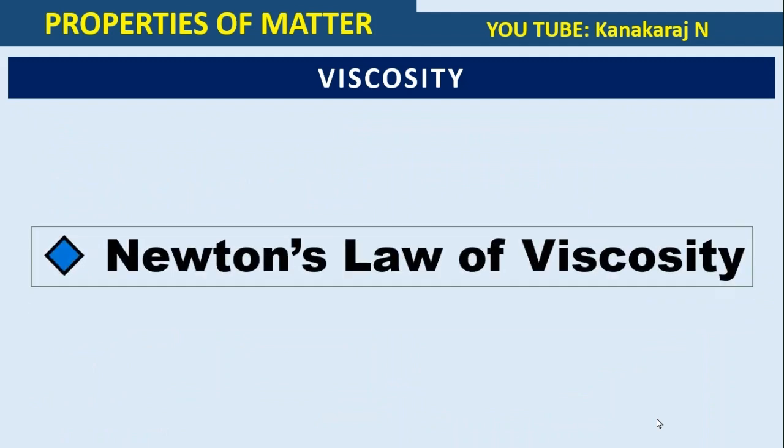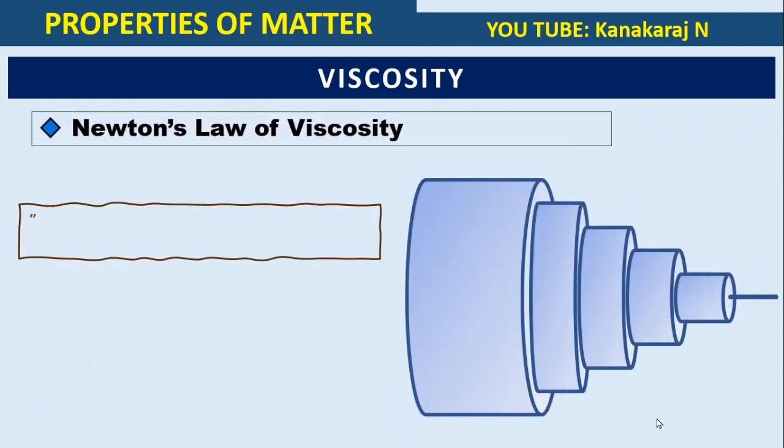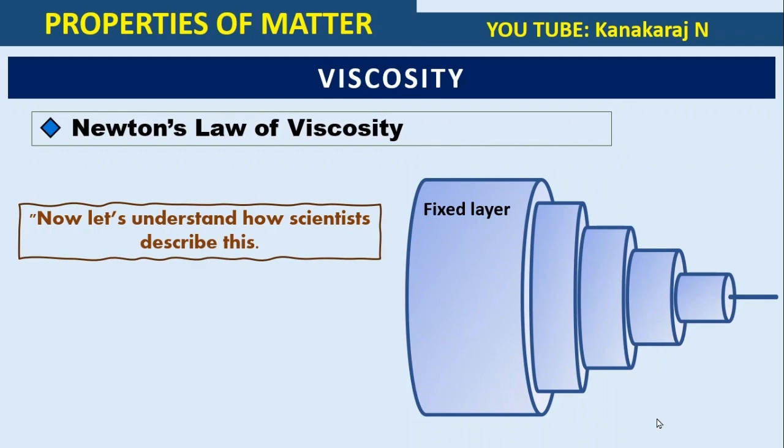Newton's law of viscosity. Now, let us understand how scientists describe this. The outermost layer is in contact with a solid pipe, so it is a fixed layer. Let us consider two layers A and B. The layer A, farther from the axis, has a velocity v. Then the B layer has a little extra velocity. We call it v plus dv. The B layer is at a distance x. The distance between the two layers A and B is dx.